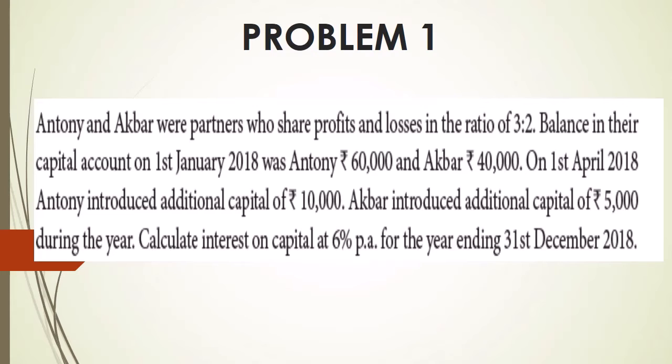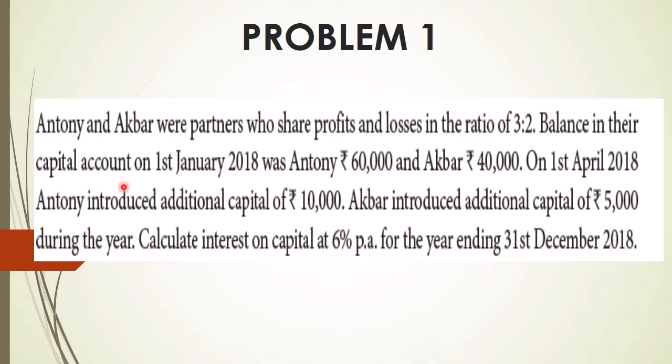Now let's work out few problems so that we can understand the concept more clearly. Problem number 1. Anthony and Akbar were partners who share profits and losses in the ratio of 3:2. Balance in their capital accounts as on 1st January 2018 was Anthony 60,000, Akbar 40,000. On 1st April 2018, Anthony introduced additional capital of 10,000. Akbar introduced additional capital of 5,000 during the year. Calculate interest on capital at 6% per annum for the year ending 31st December 2018.